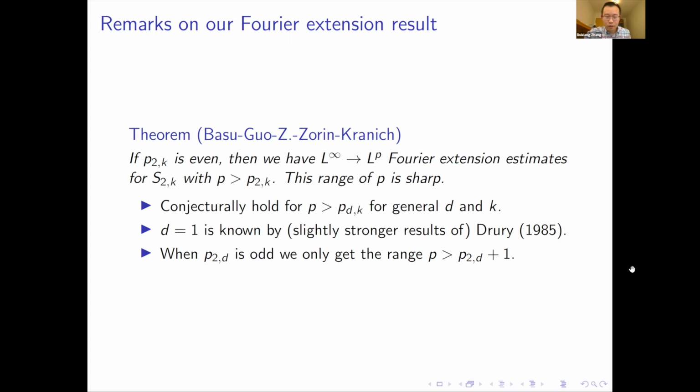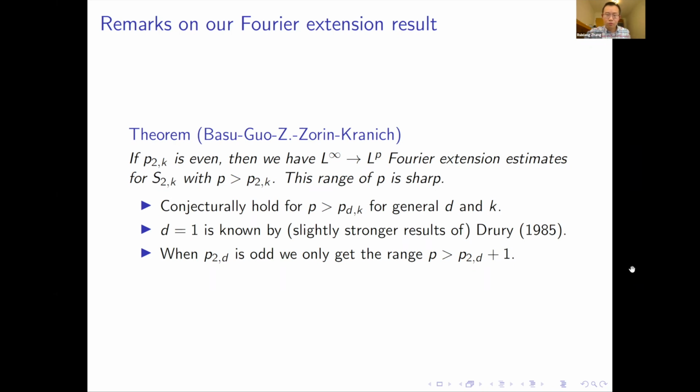And a little bit of history: there's a conjecture that this L infinity to LP Fourier extension estimate holds for P bigger than P of dk for general D and K, and the dimension 1 result is more classical. It's known by Drury, and his result is actually slightly stronger, not L infinity, but I think LP.